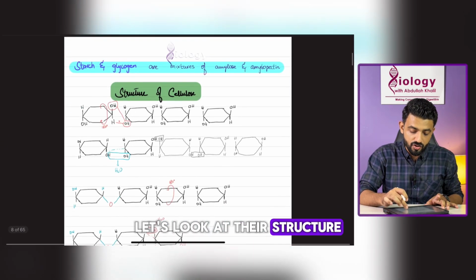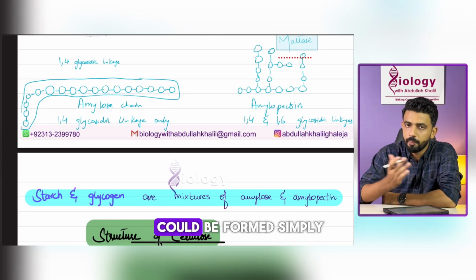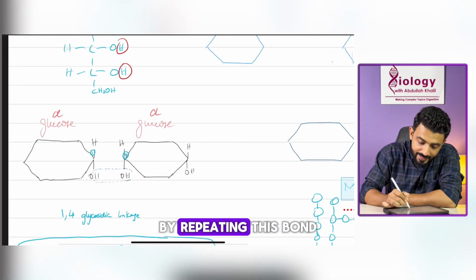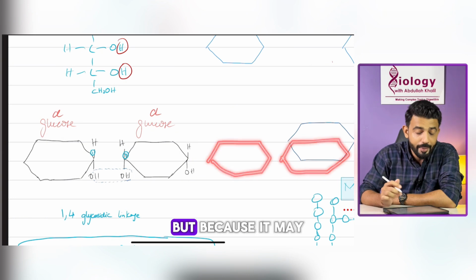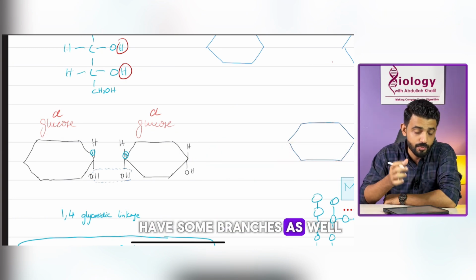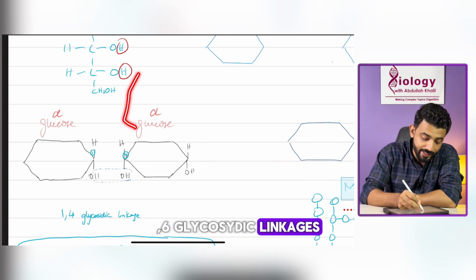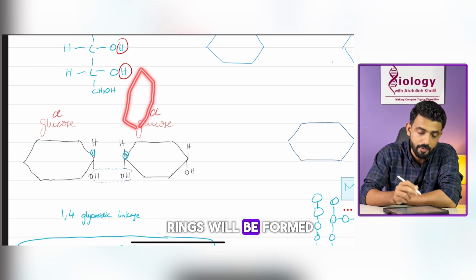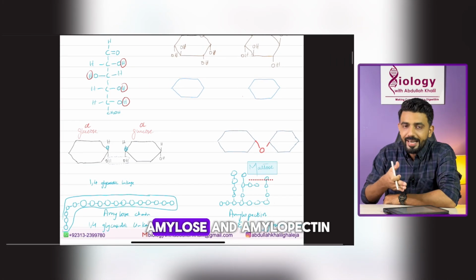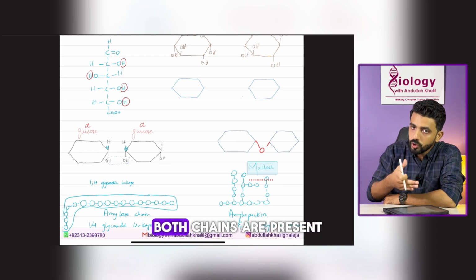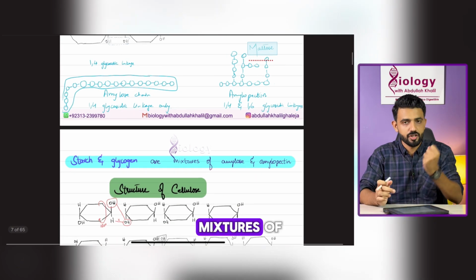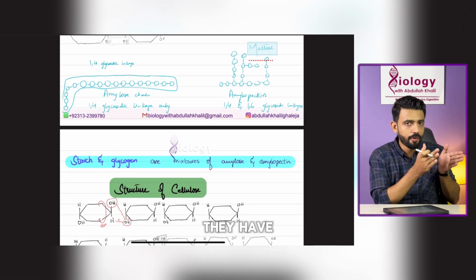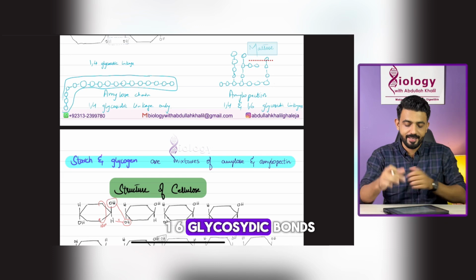Let's look at their structure and how this structure is formed. Starch and glycogen could be formed simply by repeating this bond again and again. Okay? But because it may have some branches as well, it may have 1,6 glycosidic linkages. So some of the glucose rings will be formed here as well. Amylose and amylopectin, both chains are present in starch and glycogen. Starch and glycogen are mixtures of amylose and amylopectin. So they have 1,4 glycosidic bonds and 1,6 glycosidic bonds.